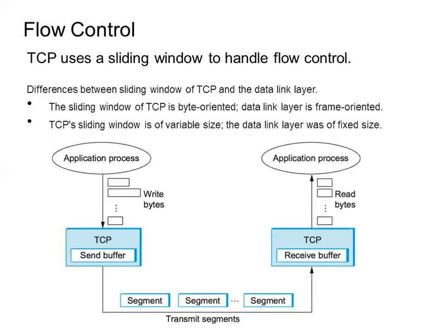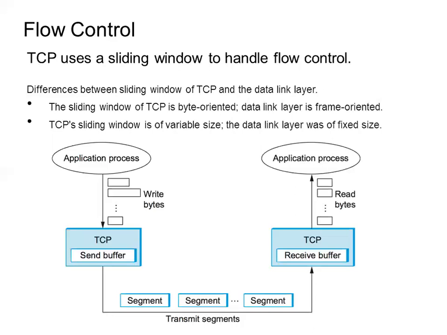That means the sliding window of TCP is byte oriented and the sliding window of data link layer is frame oriented. Now, another difference is, in case of data link layer, the size of the sliding window was fixed. Let us say if the size of sliding window is 5, that means every time a process is allowed to transmit maximum of 5 frames. But in TCP, the size of the sliding window is variable. It is going to be determined by other parameters, and what are those parameters? Again, this also we are going to see in the subsequent slides. So the sliding window of TCP is of variable size and the sliding window of data link layer is fixed size.